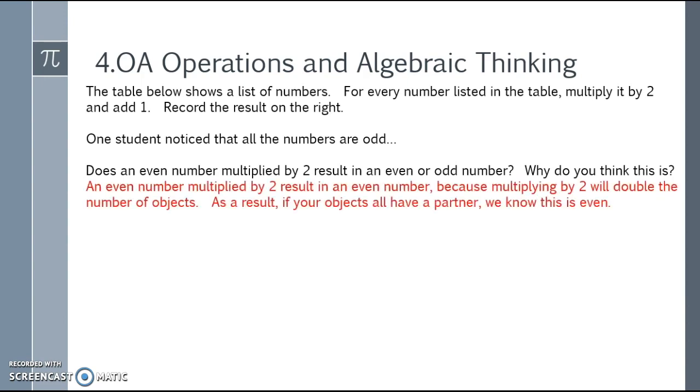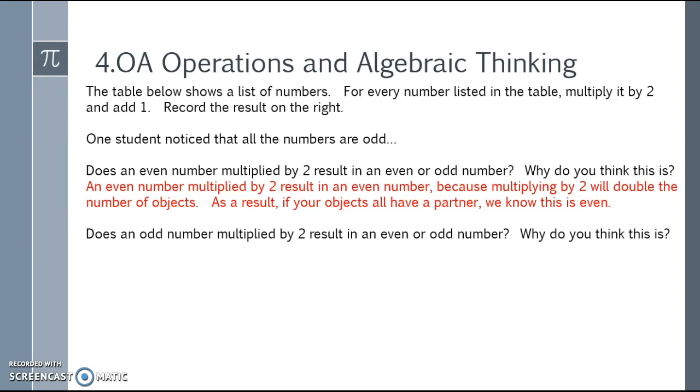Well, if we have an even number and we multiply it by 2, the result will always be an even number, because multiplying by 2 doubles the number of objects we have. So as a result, all of our objects started with a partner, and now we'll continue to have a partner when we just double the amount that we have. Does an odd number multiplied by 2 result in an even or an odd number?